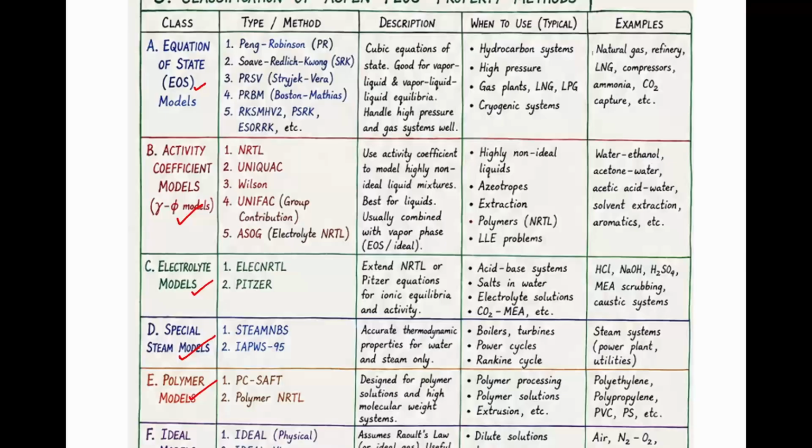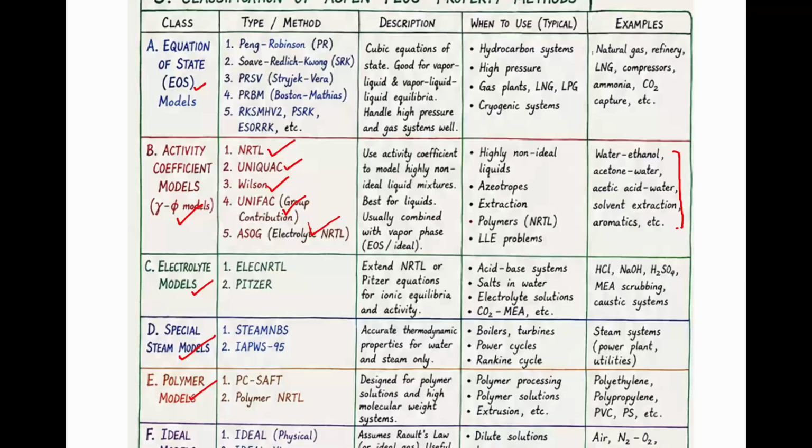For activity coefficient models, which include NRTL, UNIQUAC, Wilson, UNIFAC, and ASOG as well, we use them to model highly non-ideal liquid mixtures, which are best for liquids, usually combined with a vapor phase. When to use? When the system includes highly non-ideal liquids, azeotropes, extraction, polymer NRTL or LLE problems. Water-ethanol, acetone-water, acetic acid-water, solvent extraction, these are examples of when to use activity coefficient models.